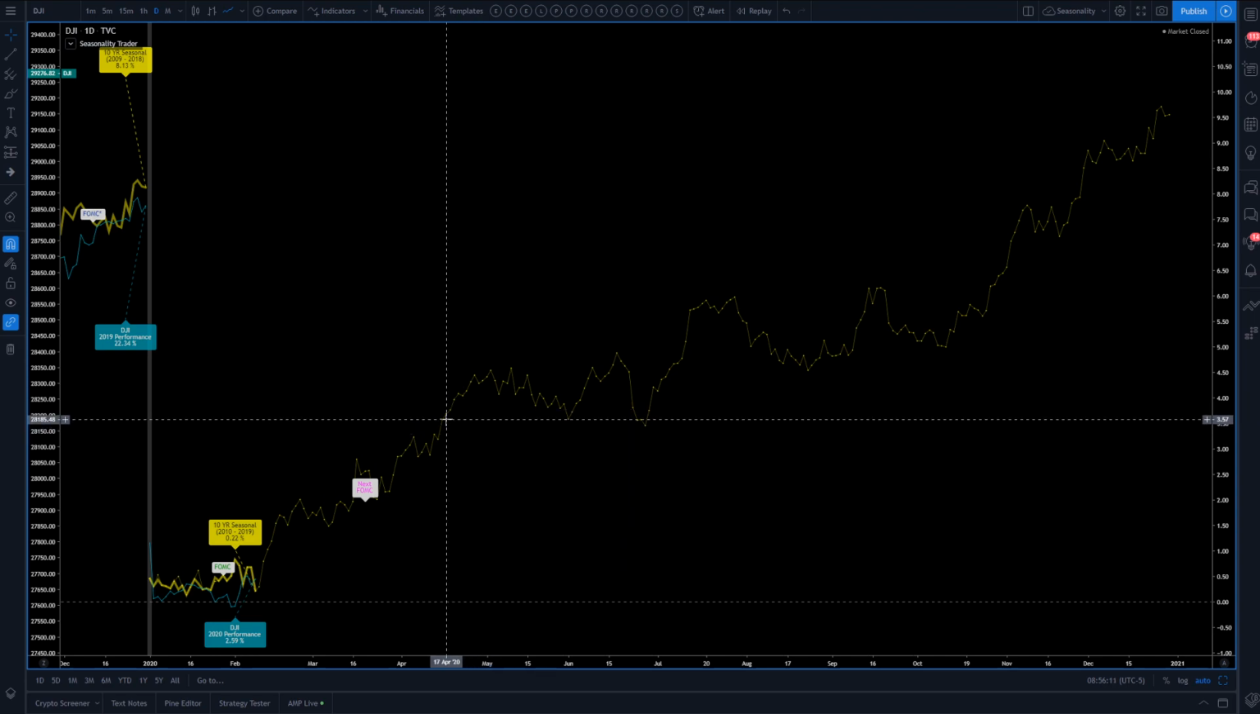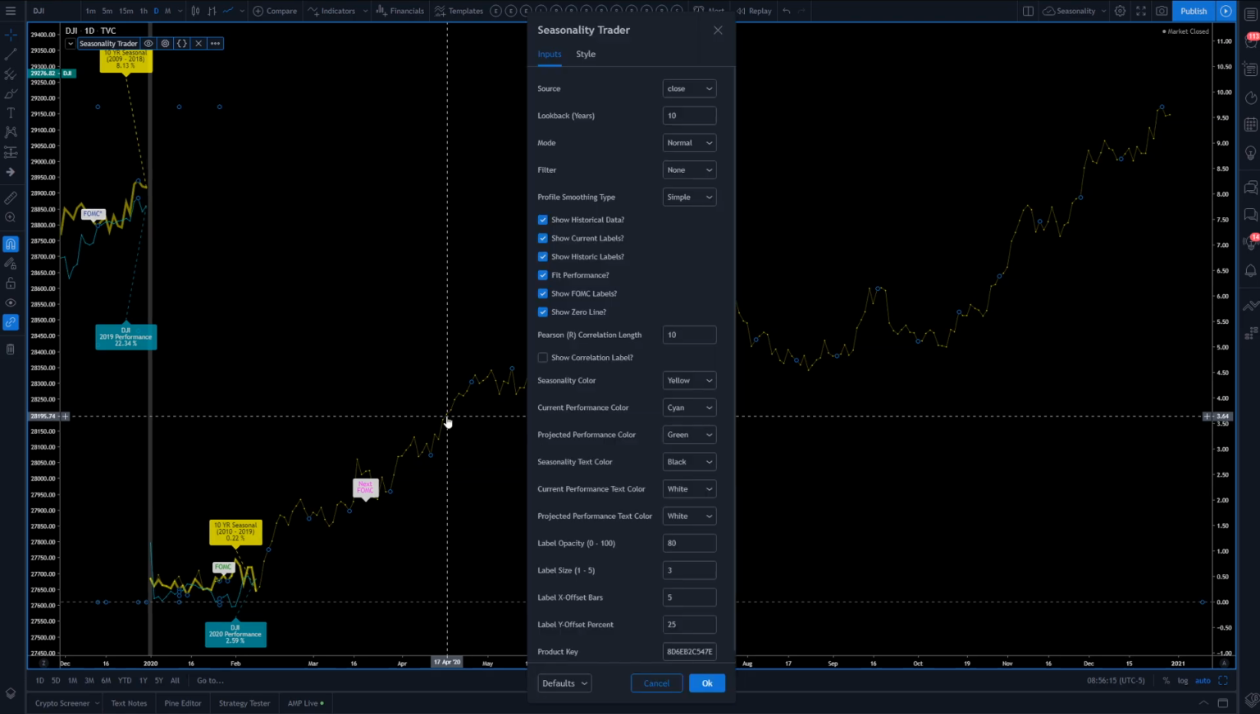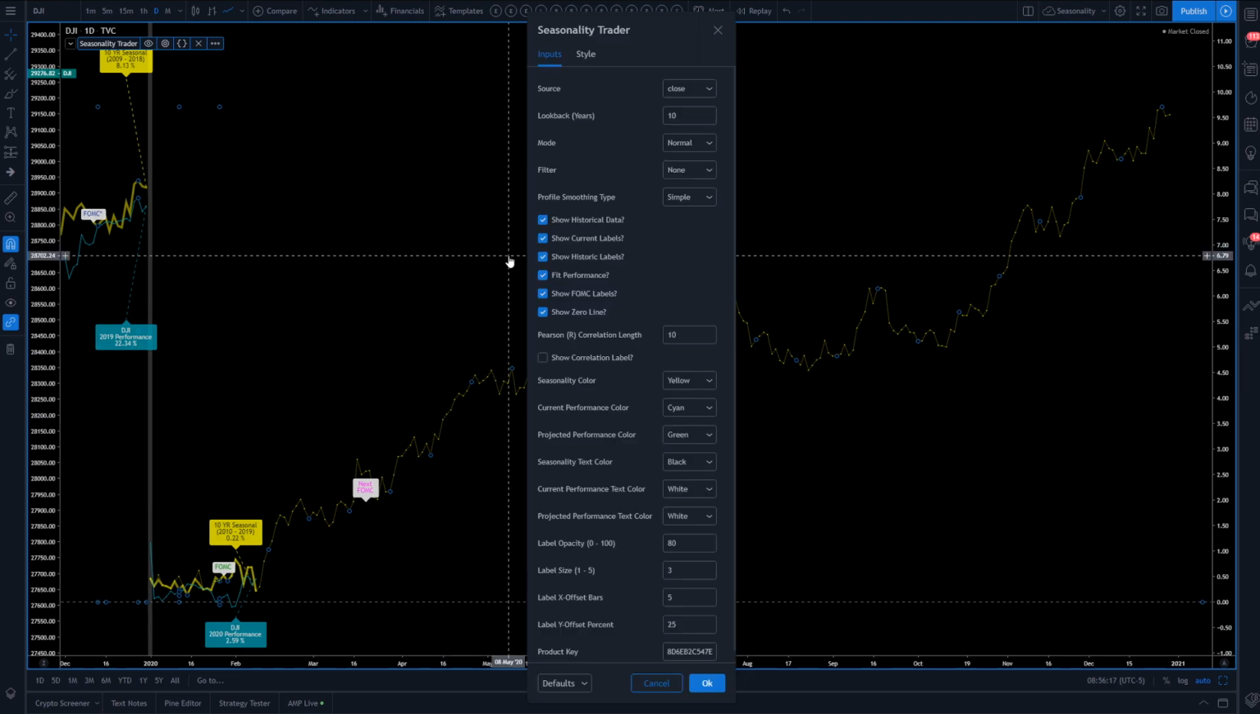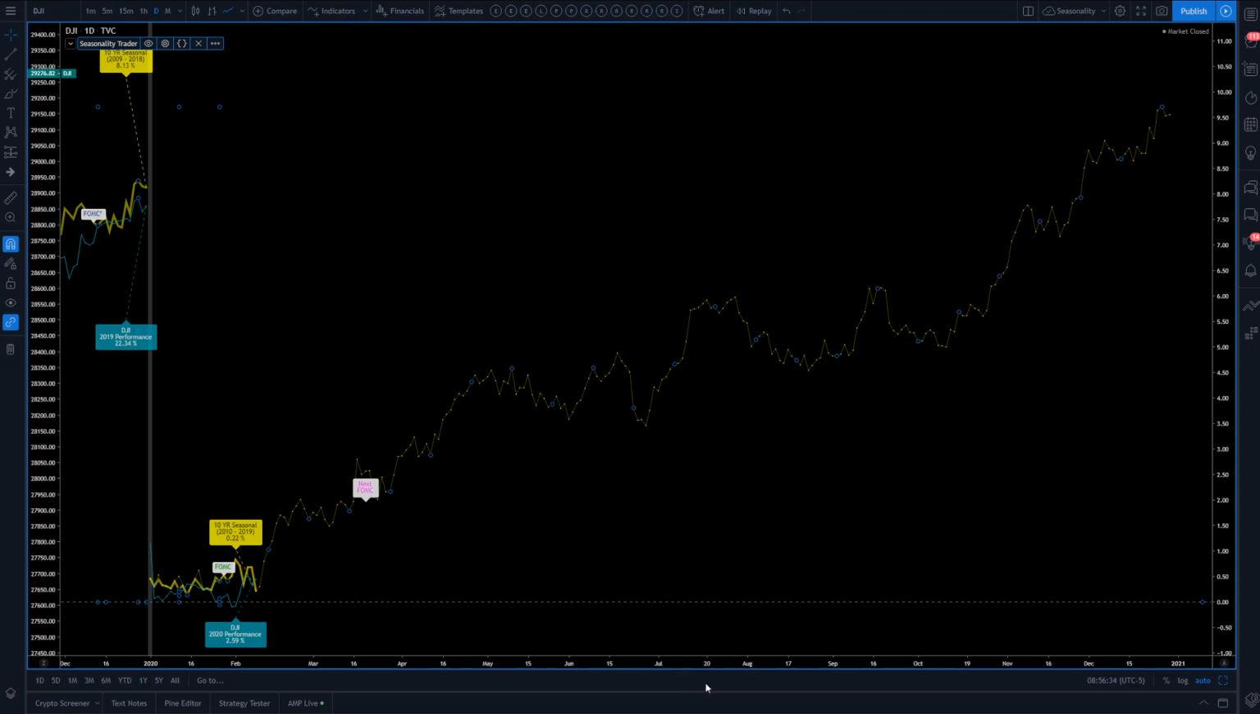I like 10 years. 10 years seems pretty good, and sometimes I like applying, instead of a direct average, an exponential moving average or an EMA of the recent years. That will give more weight to the recent years instead of just averaging all 10 years.